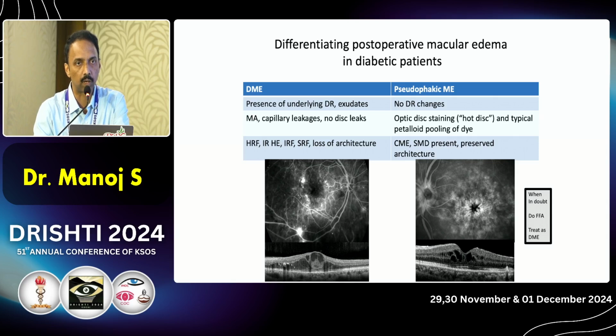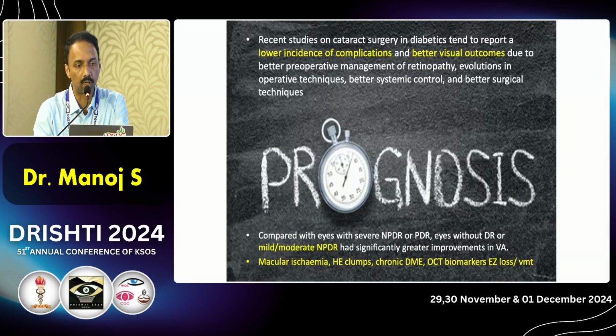You also need to differentiate postoperatively. When a patient comes with macular edema, you need to differentiate the typical worsening of diabetic macular edema from pseudophakic macular edema. When in doubt, do an FA, because FA shows the typical optic disc staining and the typical petaloid pooling. And the OCT gives you enough clues: hyperreflective foci, intraretinal hard exudates, turbid fluid. Turbid fluid is a sign that tells you that it's a diabetic process.